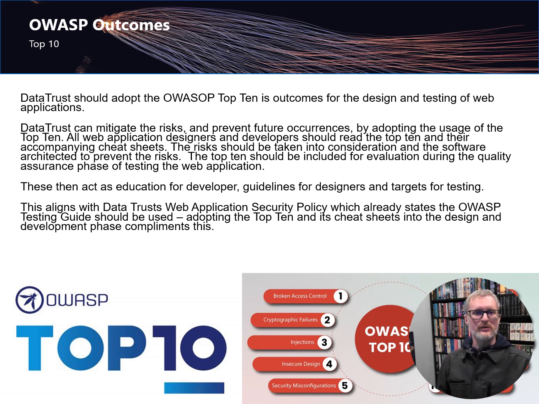OWASP publishes guidance on how to understand each one of these vulnerabilities, how to prevent them, and they've written up detailed cheat sheets on how to carry out design and development to protect against these. We need to adopt these. Data Trust needs to incorporate the Top 10 as part of its methodologies for application design, development and testing. We're part of the way there by having already nominated the OWASP testing guidelines for doing testing. Now we need to fill the gap and bring it all the way back to the design and development phase to bear these in mind. This Top 10 represents a solid foundation to start protecting our web applications against vulnerabilities.